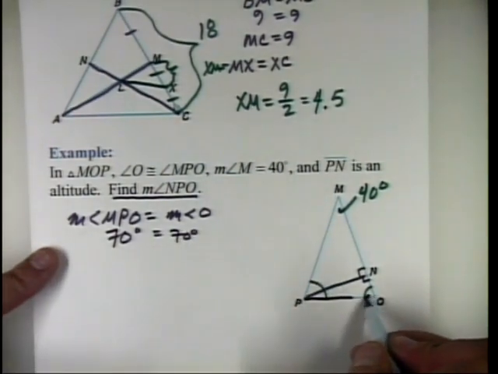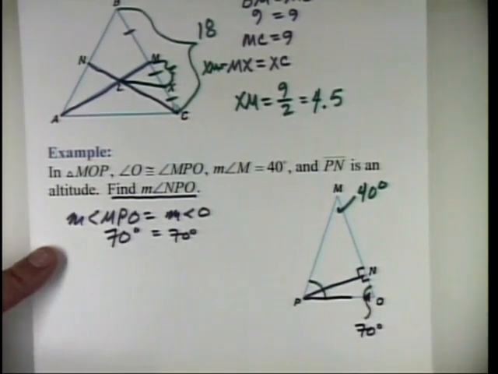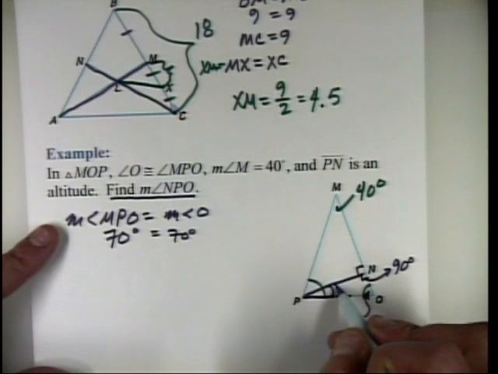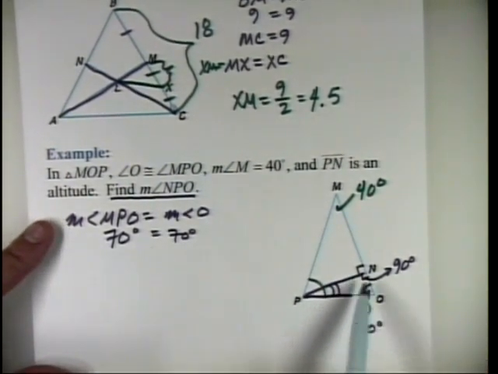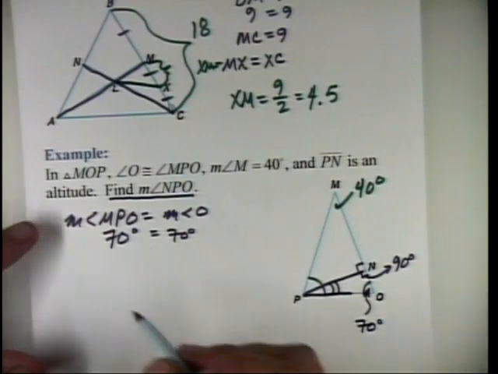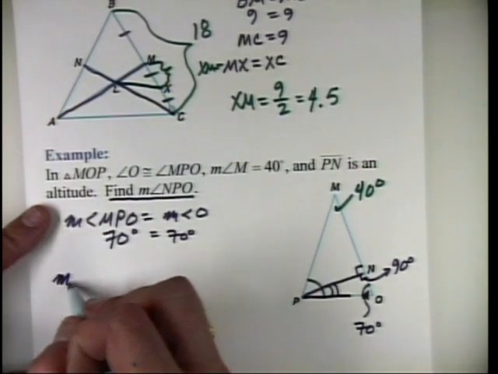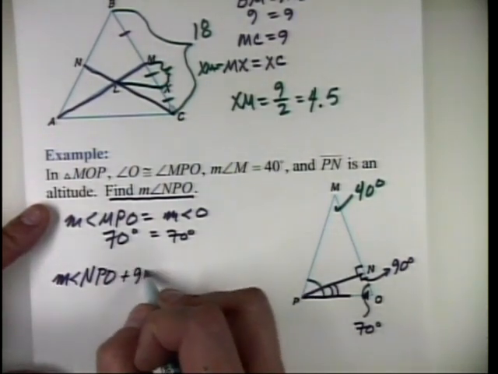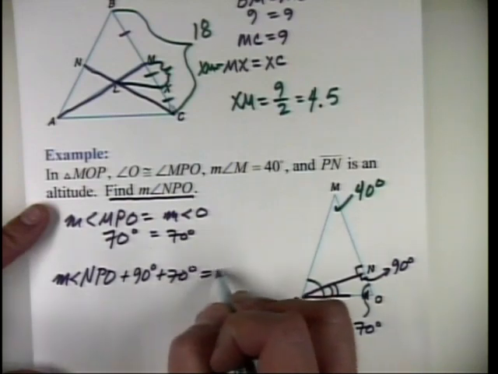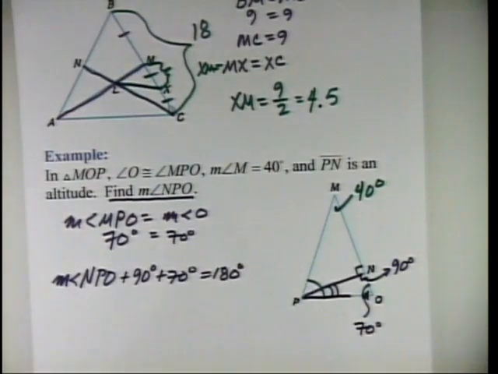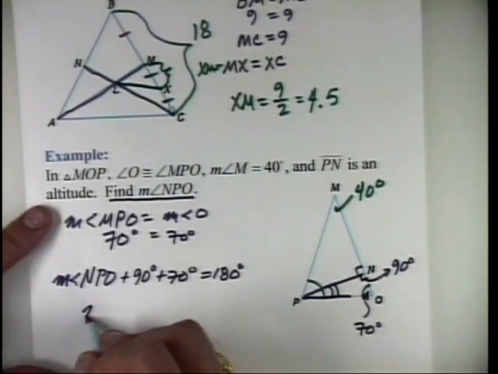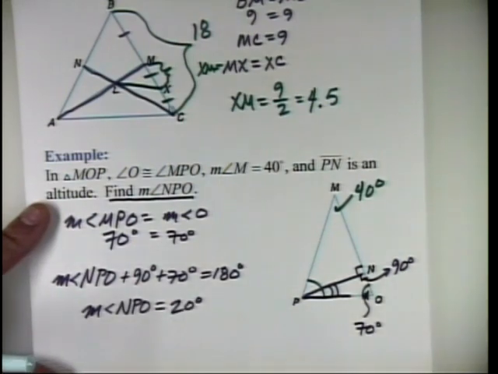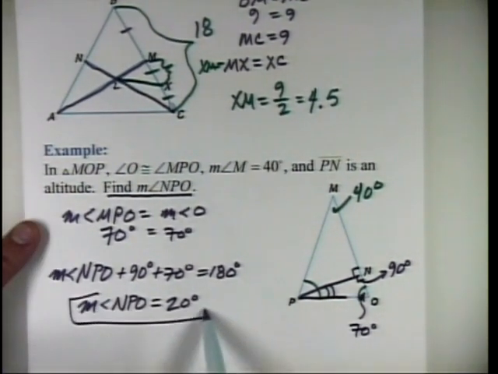Well, now that I know that this angle down here is 70 degrees, and I know that this angle here is 90 degrees, now I can find what the angle measure of that one there is, which is what I'm looking for, because they all have to add up to 180. So I can say that the measure of angle NPO plus 90 degrees plus 70 degrees has to equal 180. And if I subtract 90 and 70 from both sides, I'll get the measure of angle NPO equals 20 degrees.